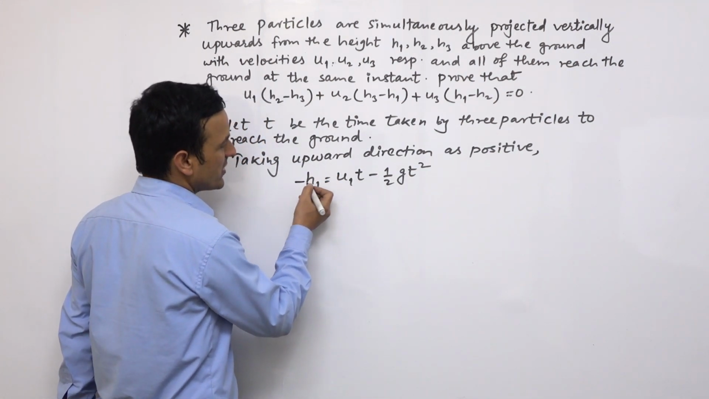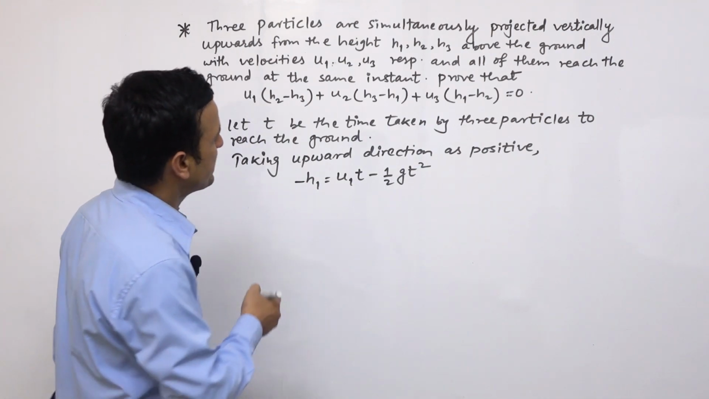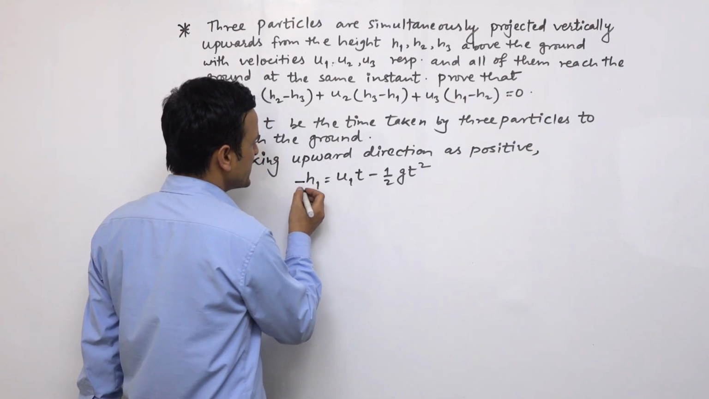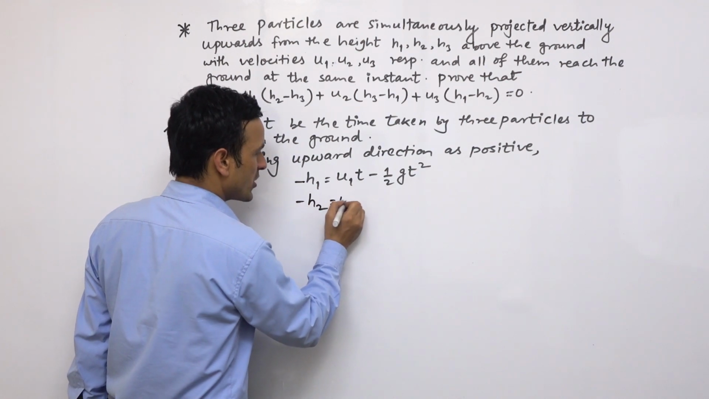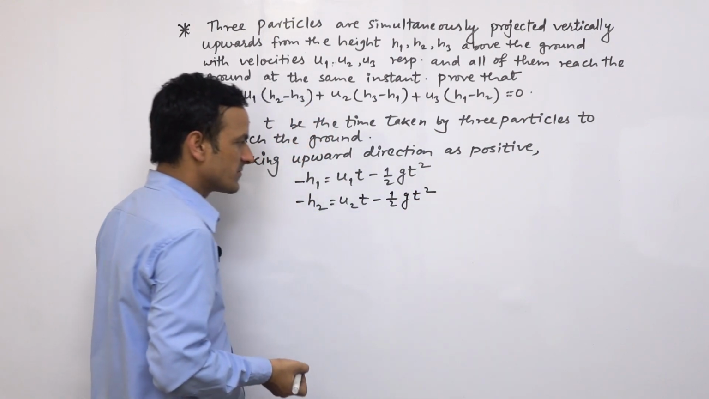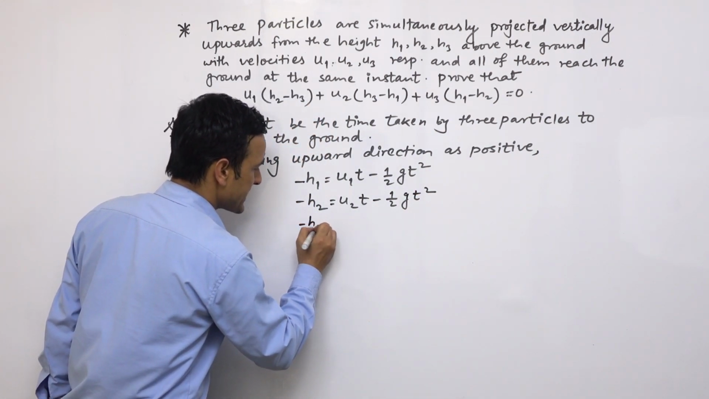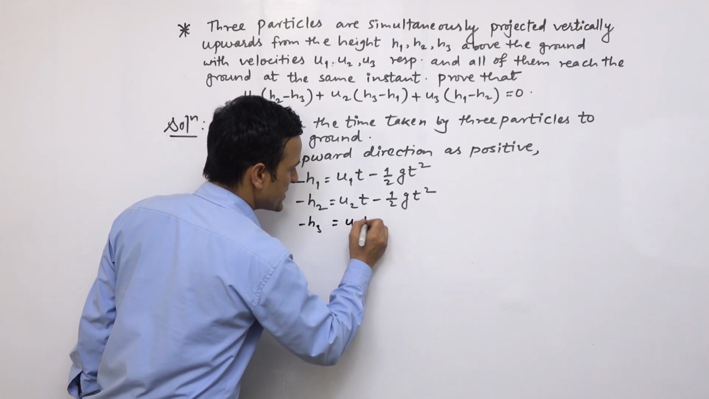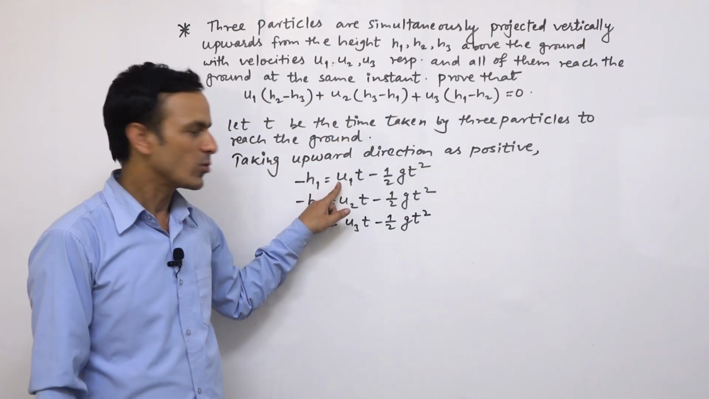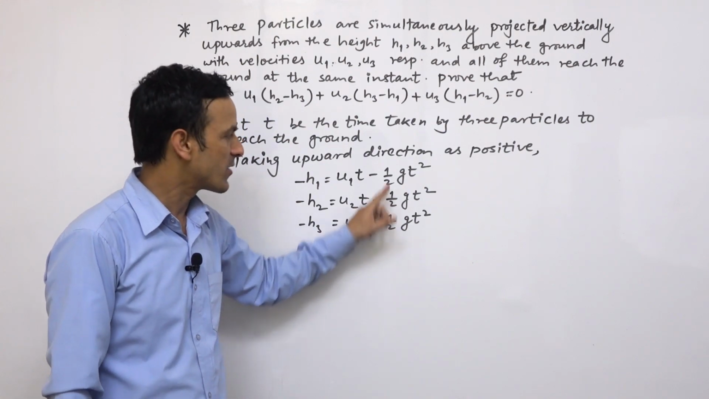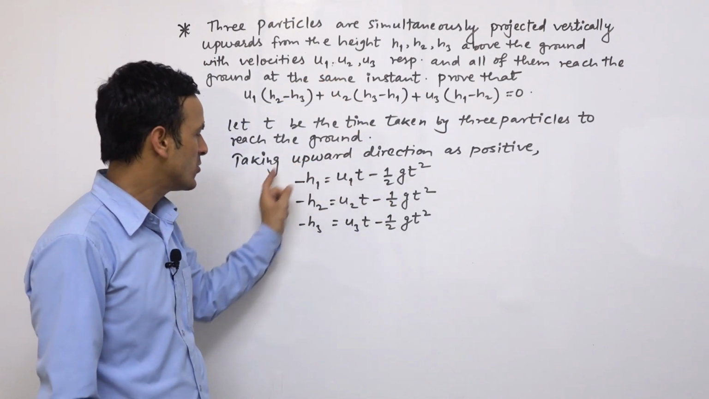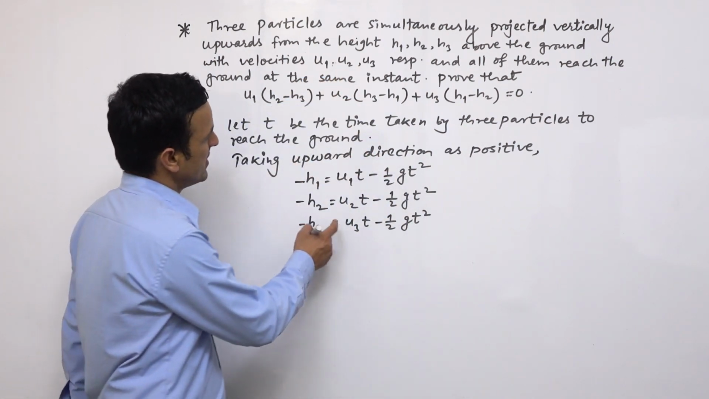So if you put down the value, this one: minus h1 is equal to u1t minus half gt square, similarly minus h2 is equal to u2t minus half gt square, and minus h3 is equal to u3t minus half gt square. So this is for particle 1, particle 2 and particle 3. तीनवटा पार्टिकल भएको हुनाले and तिनीहरुको हाइट डिफरेन्ट र भेलोसिटी डिफरेन्ट भएको कारणले we can write down 3 equations like this.